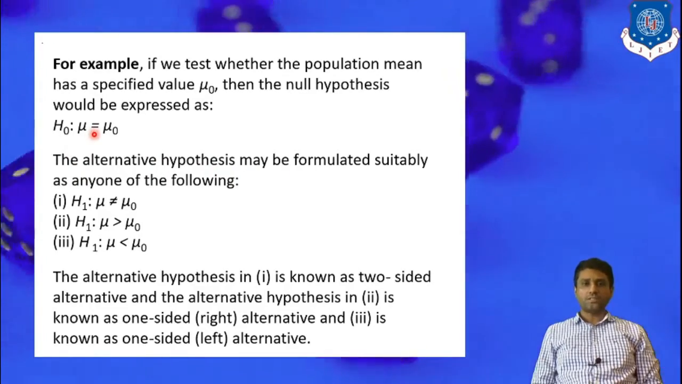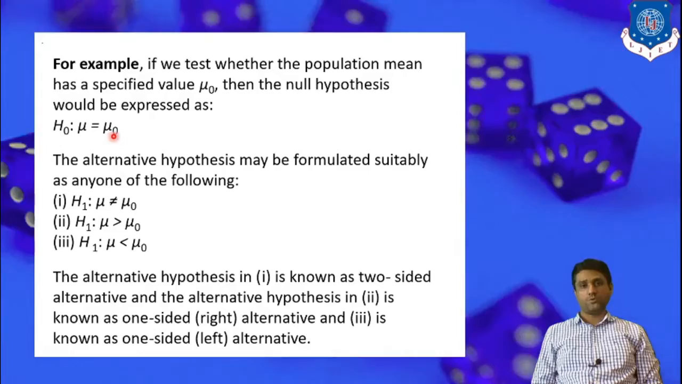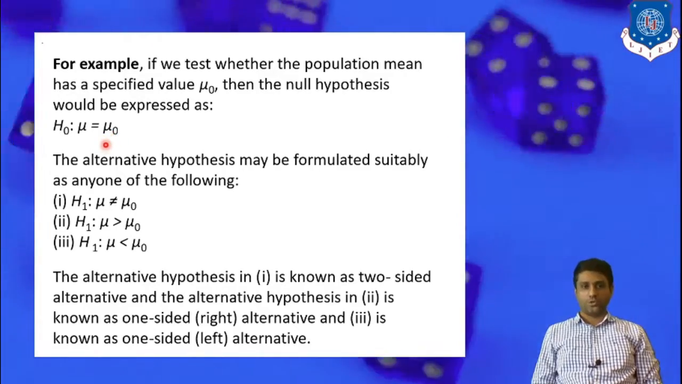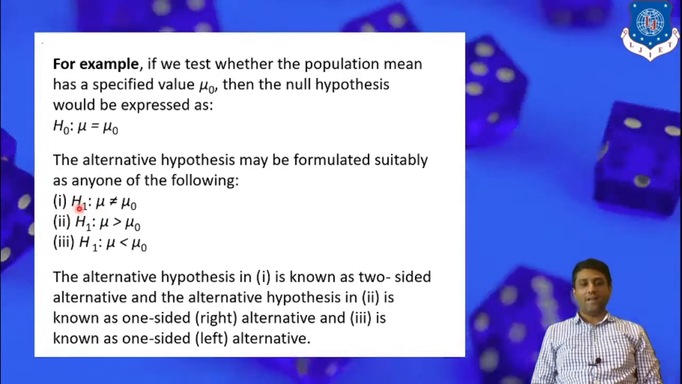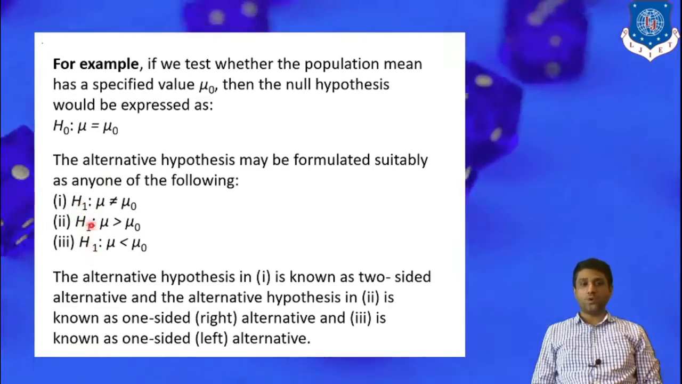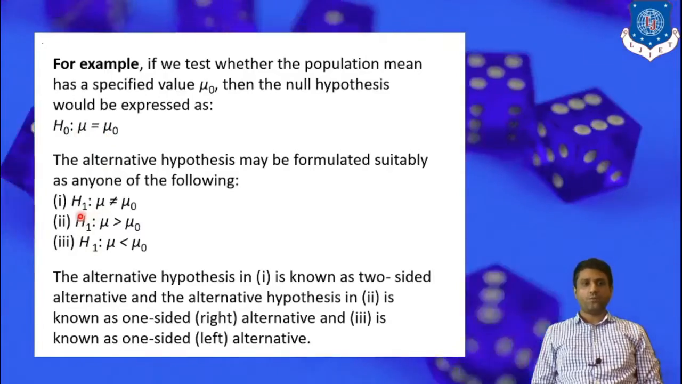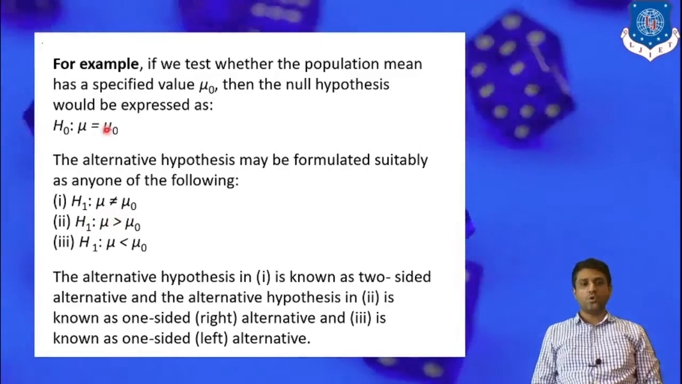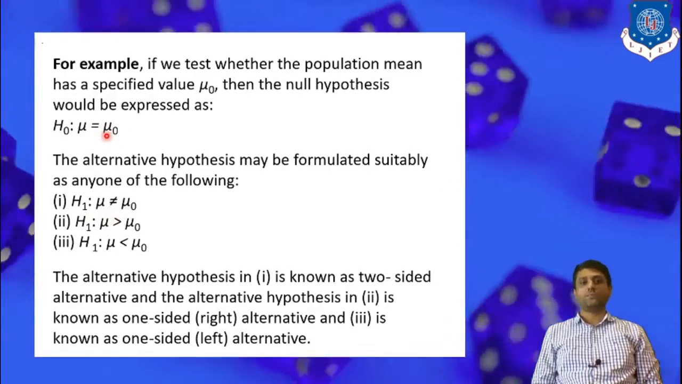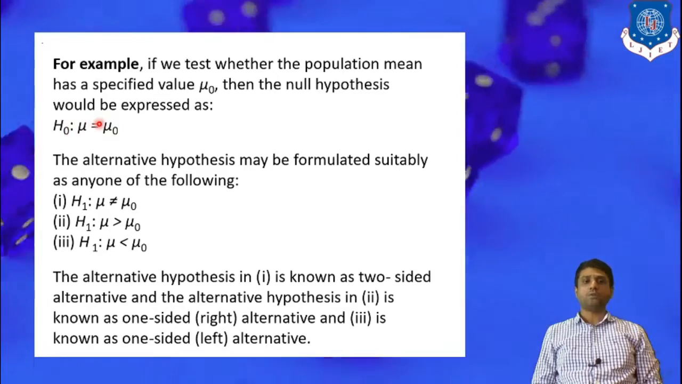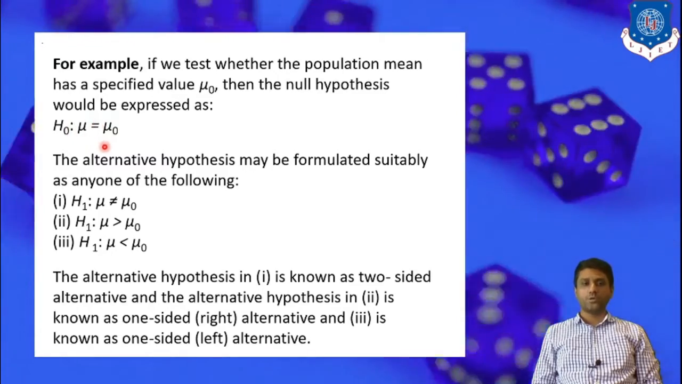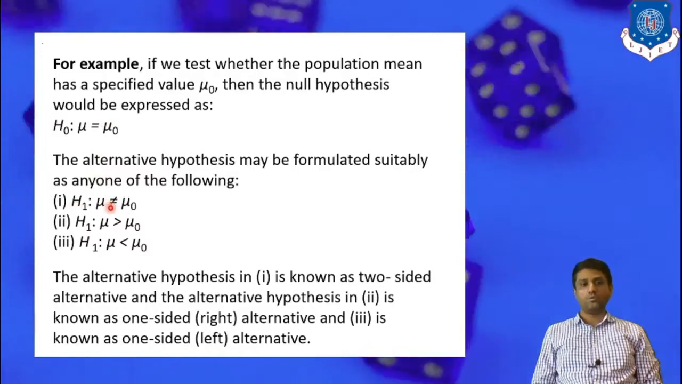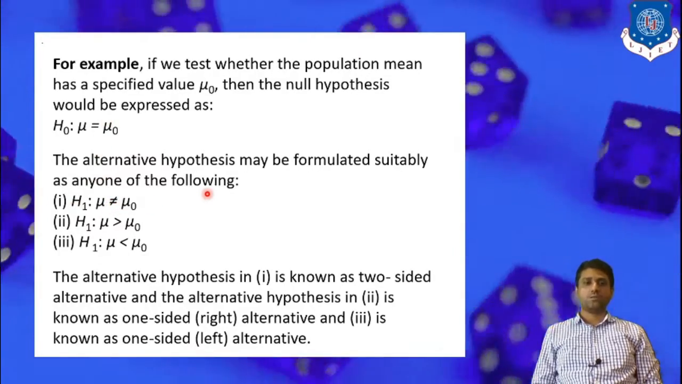The null hypothesis tells that the mean is equal to mu 0, but its contradiction is that mu is not equal to mu 0. A variety of alternative hypotheses is possible in this case. The first one is H1: mu not equal to mu 0, the contradiction of the null. The null says mu is equivalent to mu 0, while the alternative says no, that is wrong, mu is not equal to mu 0. This is the first case.